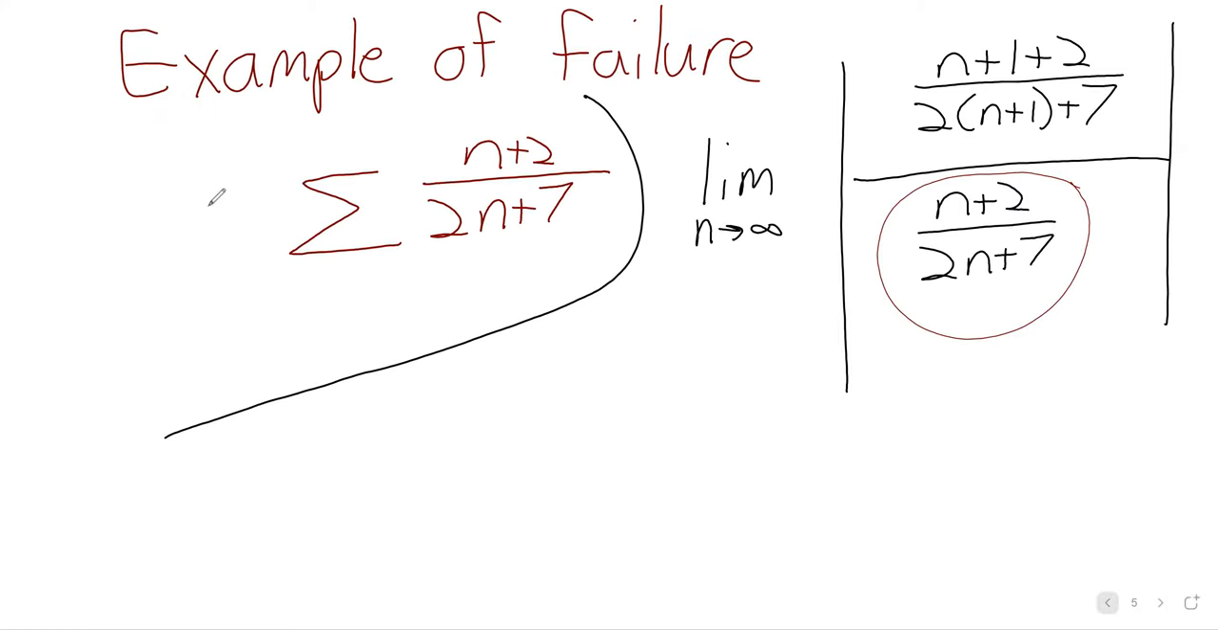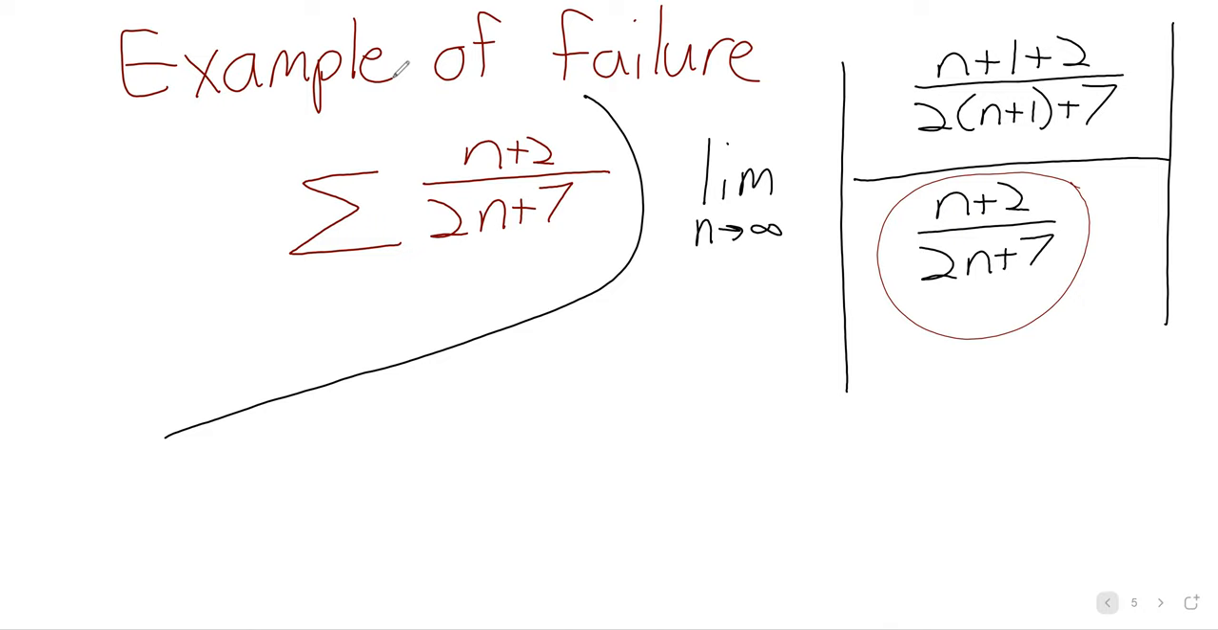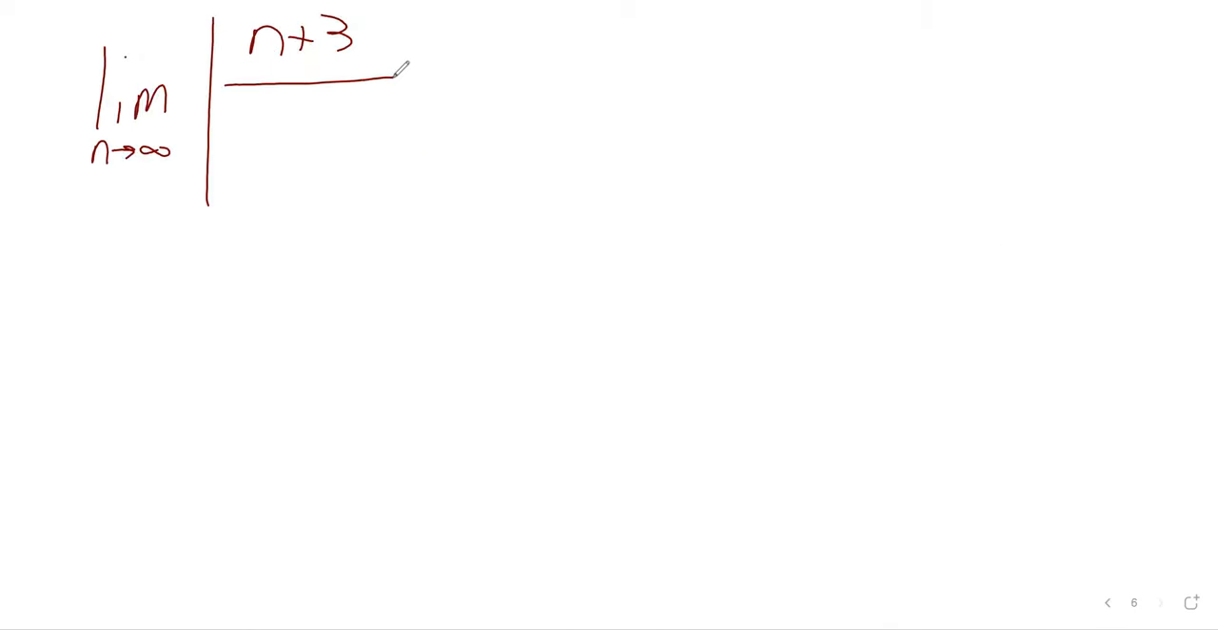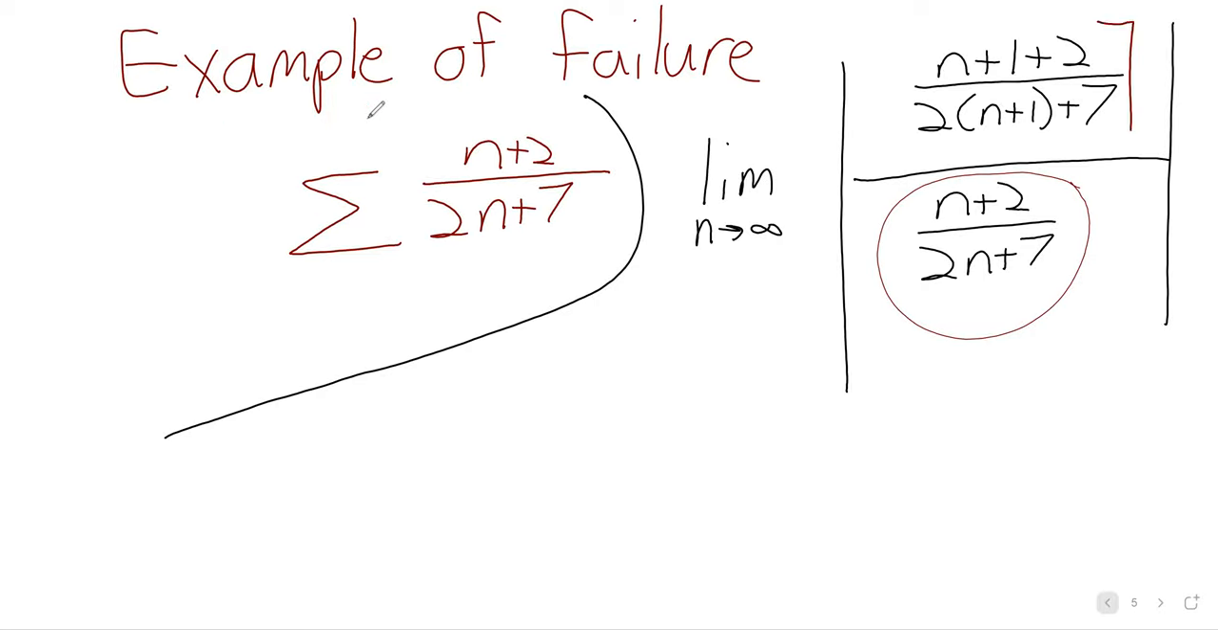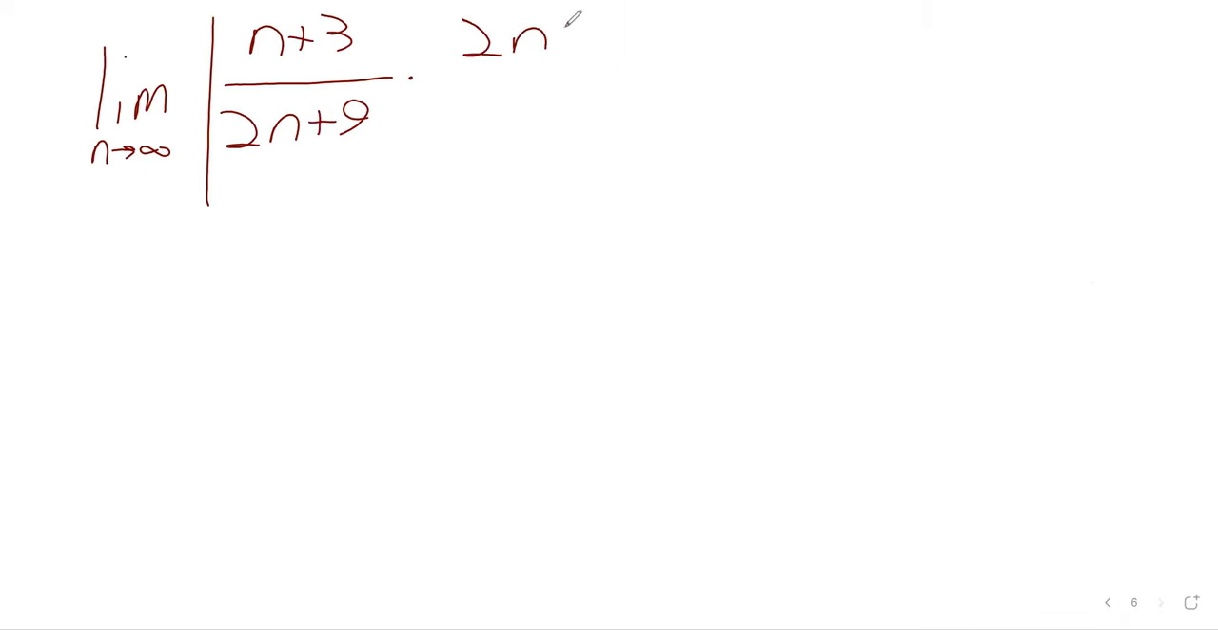Probably slow down a bit, give people time to write. So we're taking the limit as n goes to infinity, then n plus 1 plus 2 is n plus 3, divided by, let's see, 2n plus 2 plus 7. So at the moment, I'm just taking this numerator and simplifying it a little. Now we'll multiply by the reciprocal of the denominator. So the reciprocal of this is (2n plus 7) over (n plus 2).